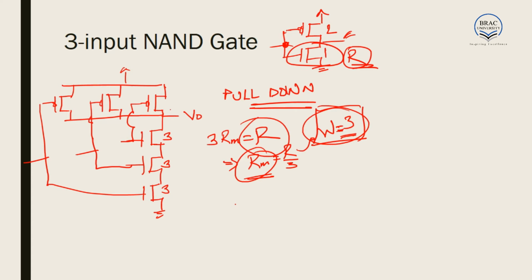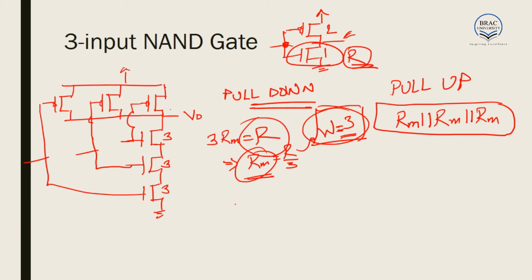In the PMOS, all the PMOSes are in parallel, and we have to assume the worst case scenario. What is the worst case scenario? Let us assume for pull up that each of the MOSFETs has the resistance of Rm. If all the 3 MOSFETs are switched on, the equivalent resistance would be Rm parallel Rm. We know in parallel the equivalent resistance is smaller than the smallest value. So as a result, this equivalent resistance is very low.